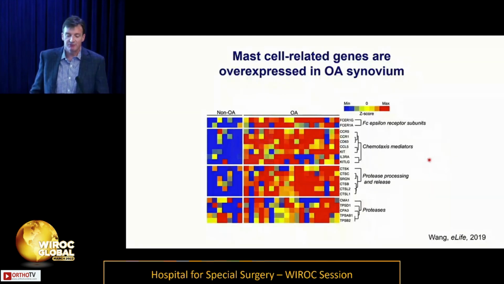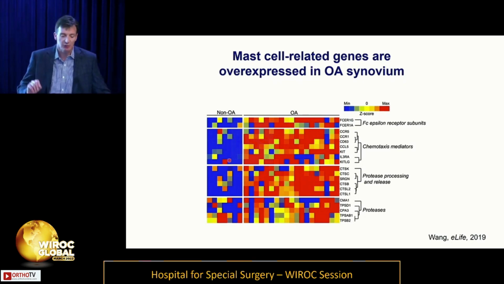But in that process, we first just simply took transcriptomic data sets and analyzed them for mast cell activation genes and mast cell associated genes. So here's the Fc receptor that we were knocking out, different mast cell chemotaxis mediators, proteolytic processing, proteases, and you can see in OA, all of these mast cell genes and receptors are highly upregulated as compared to healthy joints that did not have radiographic or visual on arthroscopy evidence of osteoarthritis. So there's activation of basically mast cell genes.